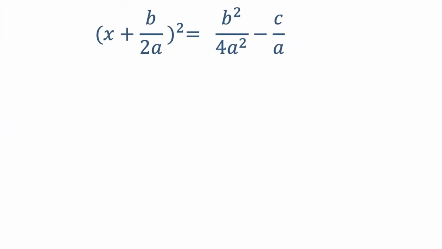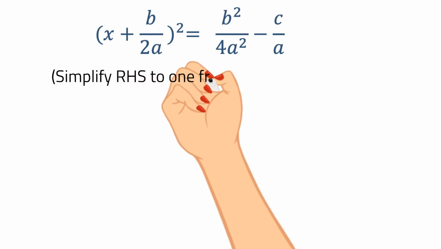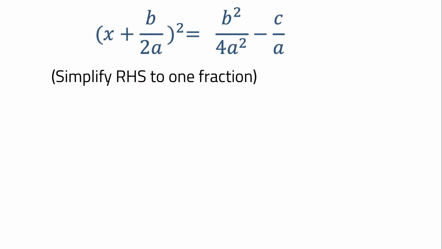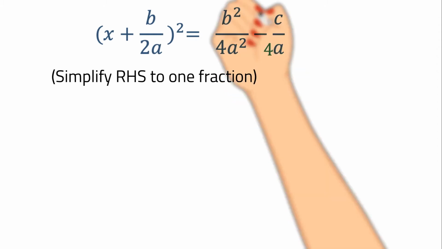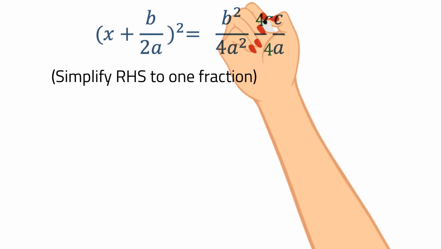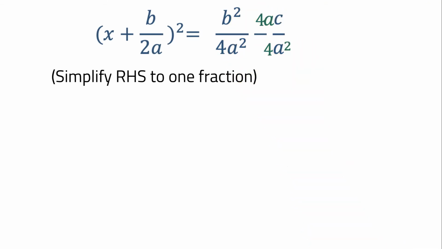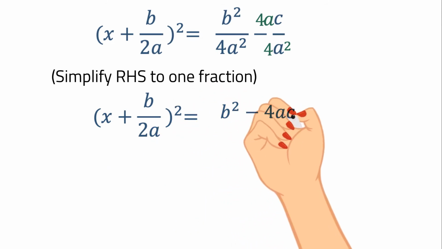I'm now going to simplify the right-hand side to one fraction. My common denominator is going to be 4a squared. My first term will stay the same, but my second one I need to multiply by 4 top and bottom, and also by a top and bottom. And now I can write that as one fraction, and it's going to be b squared minus 4ac all over 4a squared.